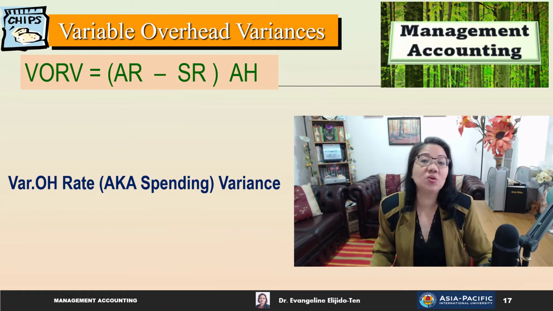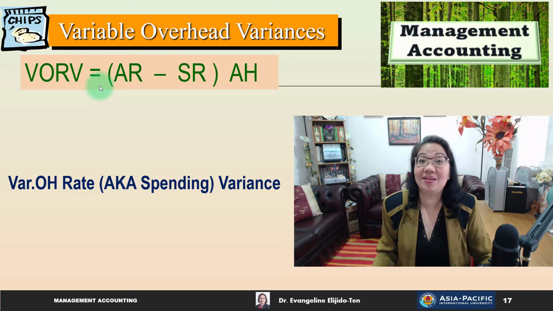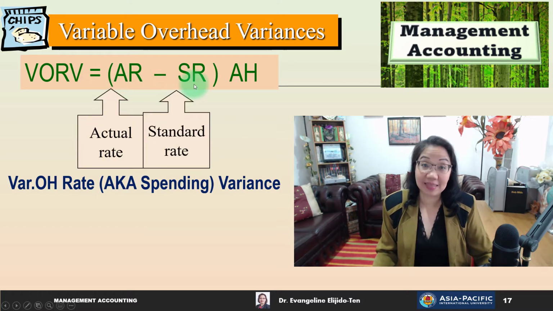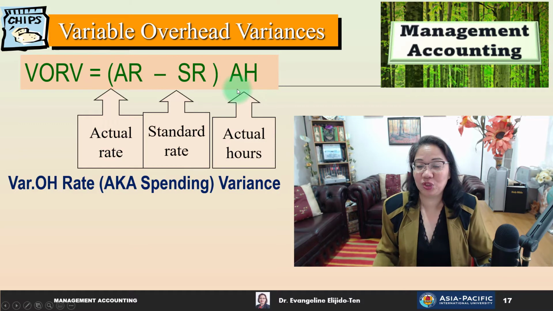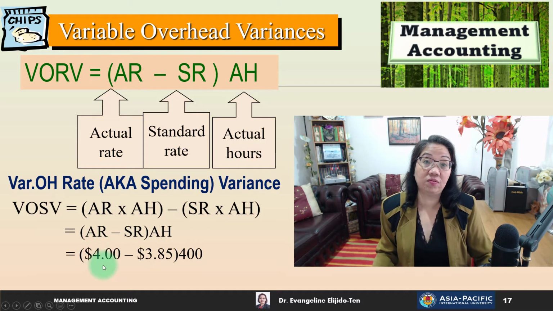Now, we can also calculate the overhead variances using the formula method. And you must have guessed it, the variable overhead spending variance, also known as variable overhead rate variance, has a similar formula to the material price or the labor rate variance. It's actual rate minus the standard rate multiplied by the actual hours. So to calculate that, we have already determined that the actual rate was $4, the standard rate was $3.85, and the actual hours was 400 hours. And so that would give us $60 unfavorable spending variance.